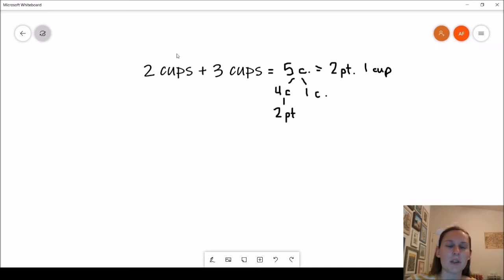So I was able to add 2 cups plus 3 cups to get 5 cups. But I know that because it only takes 2 cups to make a pint, I was able to regroup 4 cups to make 2 pints, and I have 1 cup remaining, so 2 pints and 1 cup. Let's take a look at another example of when we're adding similar units together.